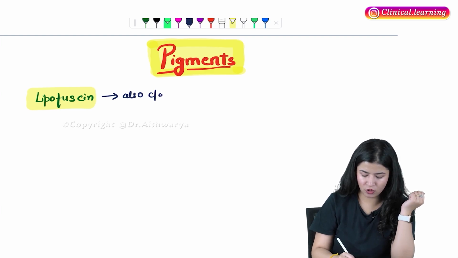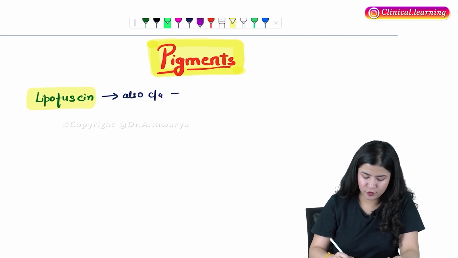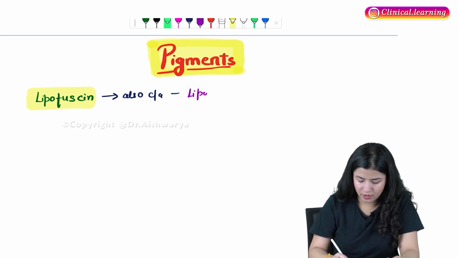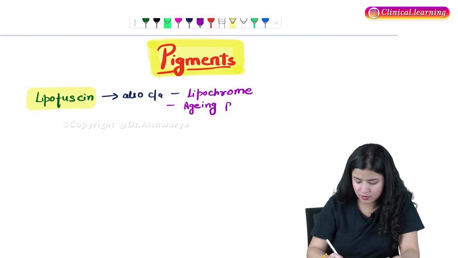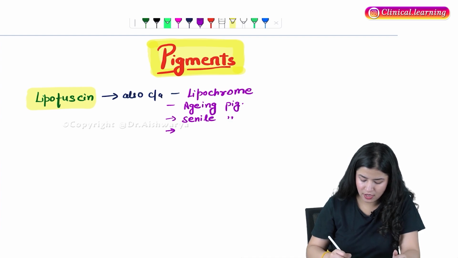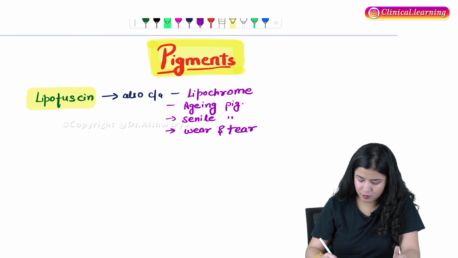as or called as what? First is lipochrome, second aging pigment. It can also be called senile; senile or aging is the same thing, so just remember like that. And the third one is wear and tear pigment.